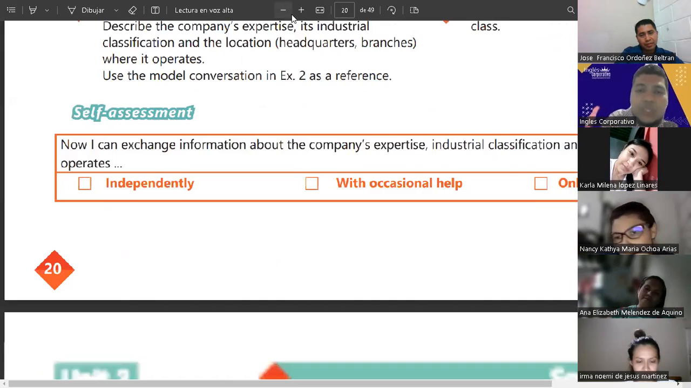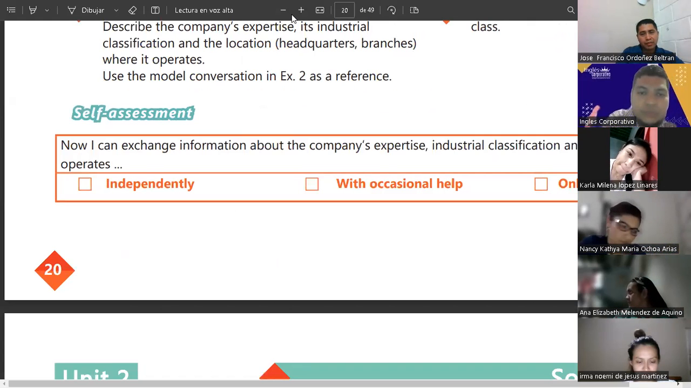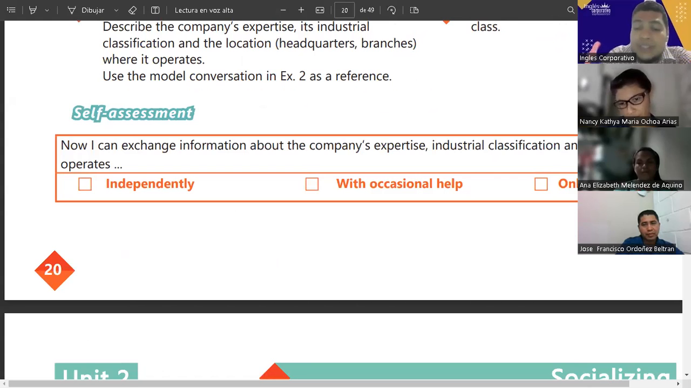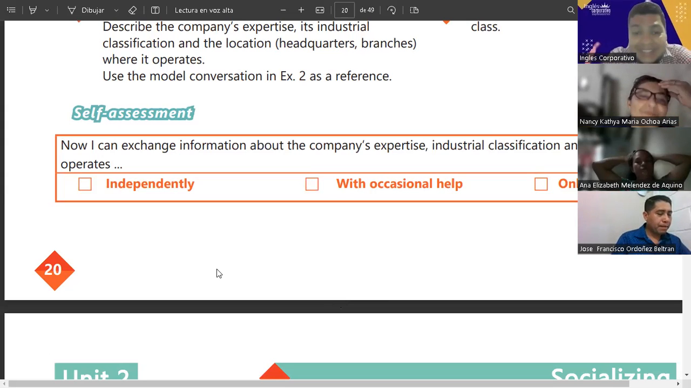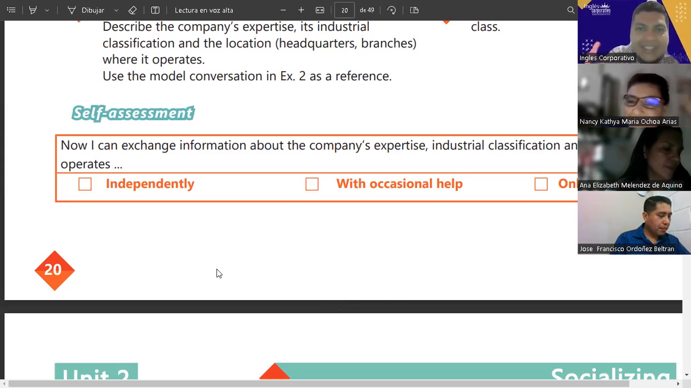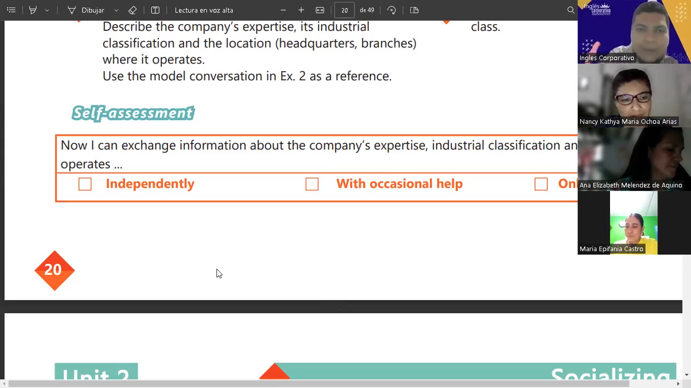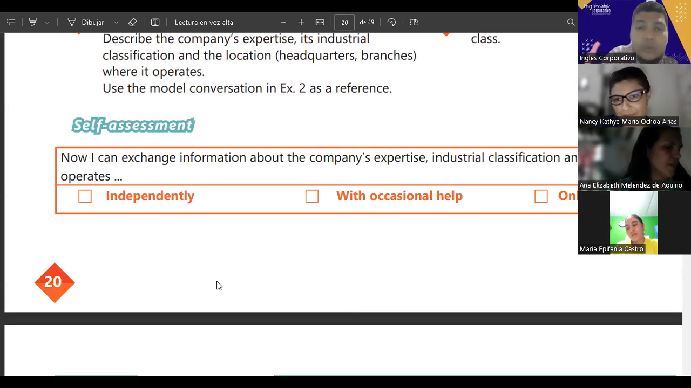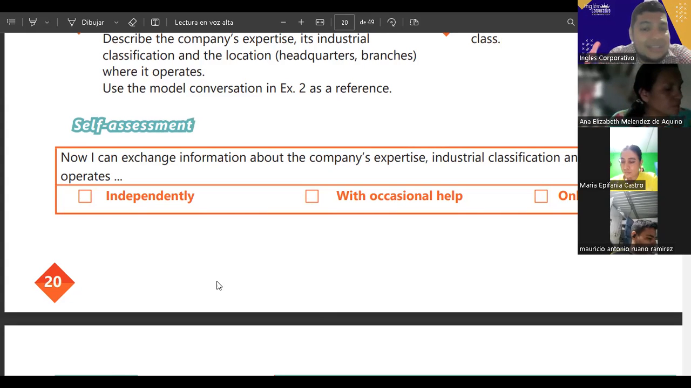So people, as you can see, we were able to talk about different things today. Different information about the company. All right. ¿Qué palabras aprendimos hoy? Nuevas palabras. What words did we learn today? Branches. Branches, all right. What else? Headquarters. Very good. What else? Cardboard. Yes. Exactly. Okay. Very good. Okay, that's another one right here.